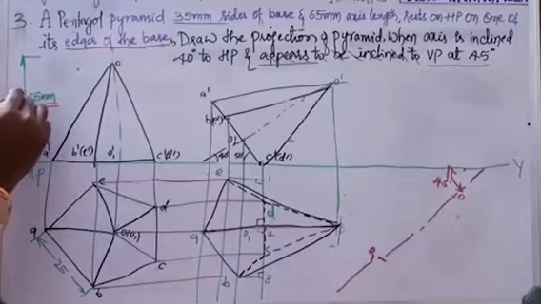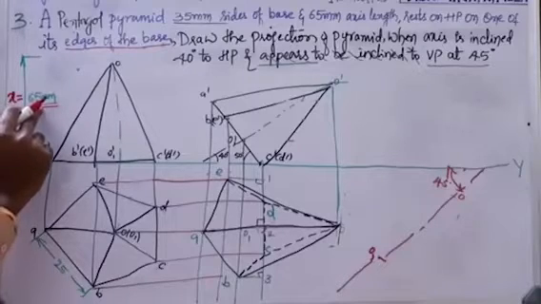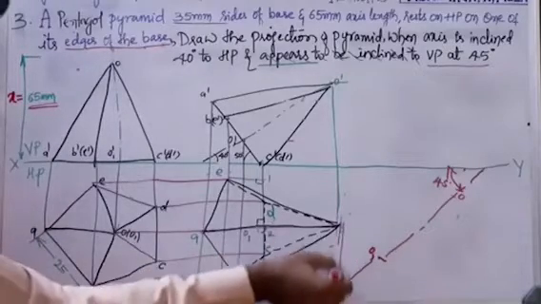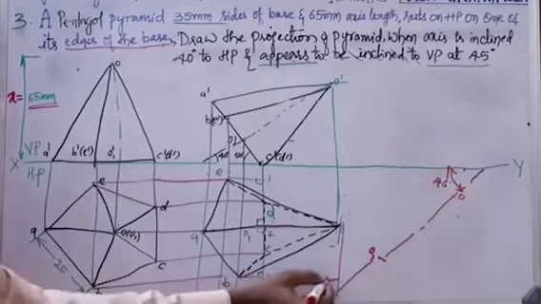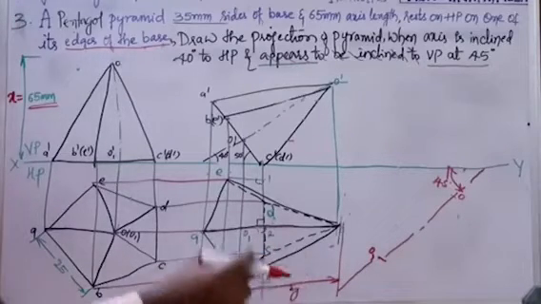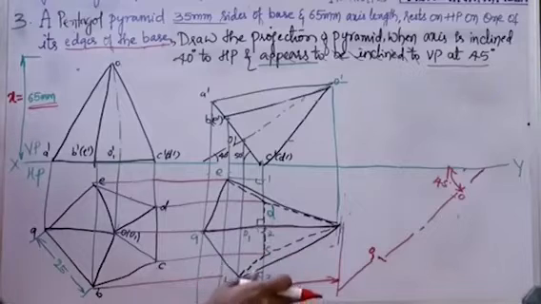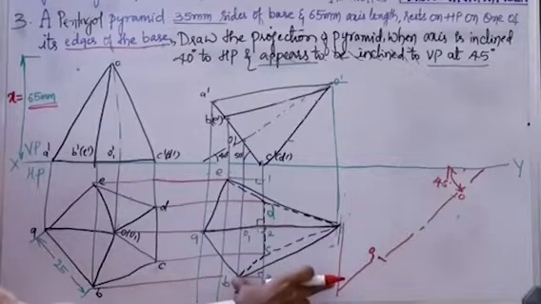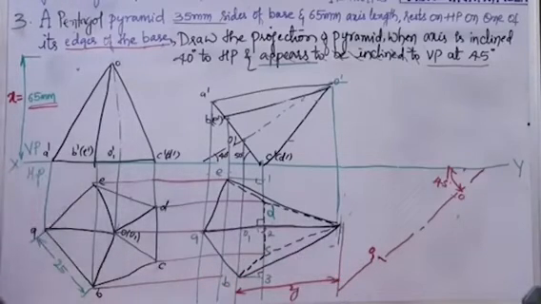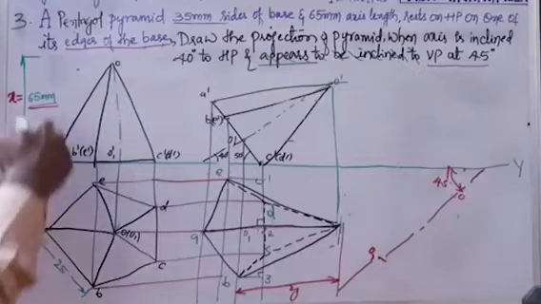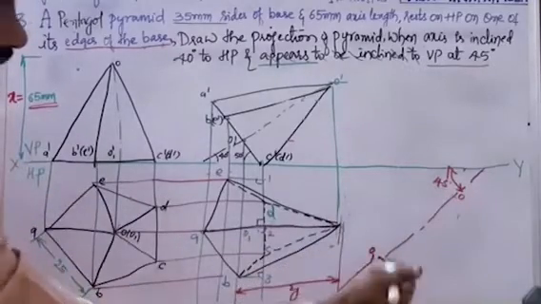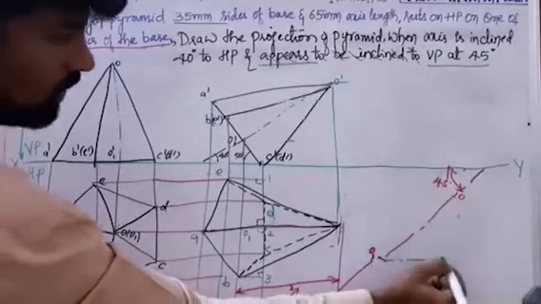I will call this the X length. The original length O to O1 is 65. And one more O to O1 is a reduced one. I will call this dimension Y. So you need to measure this particular one. First, what you have done is mark O to O1, take this, and take a locus of this.